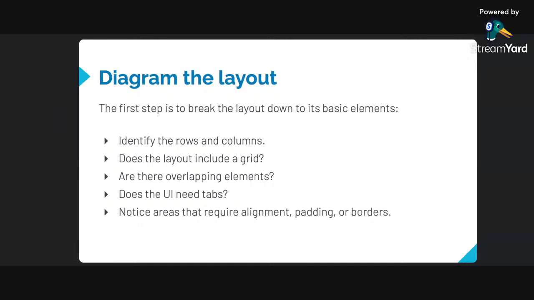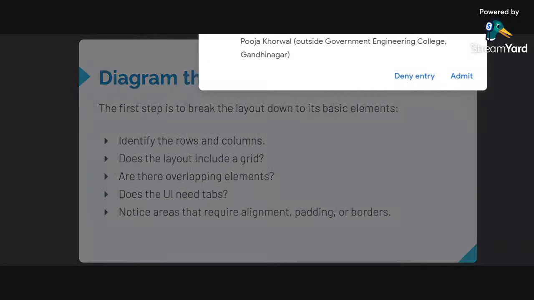You have to identify how you will use the row and how you will use the column. If you have multiple pieces of data in the design, how will you break down each and every one in the layout? If you observe overlapping elements, how will you integrate them in the UI? Also, does your UI need a tab? Does your UI need multiple pages in the screen? All those things you have to observe in the provided design.